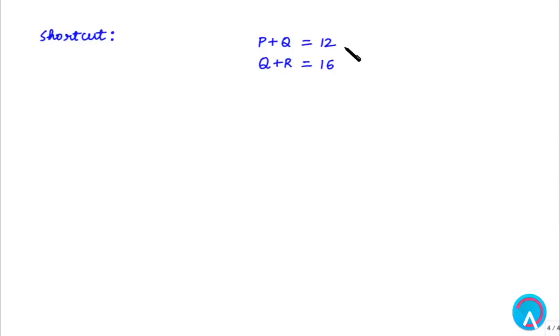It is given in the question that P and Q can finish the work in 12 days and Q and R can finish the work in 16 days. So here we will find the LCM of 12 and 16. LCM of 12 and 16 comes as 48. So we'll suppose that total work here is 48 units. If P and Q can finish this work in 12 days, so 1 day work of P and Q together will be 48 by 12, that is 4 units. And same for Q and R will be 48 by 16, that is 3 units.